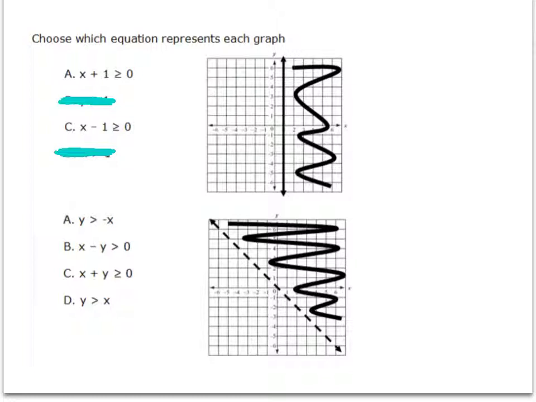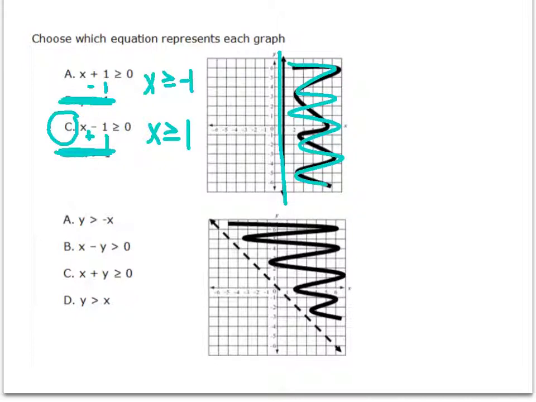Very good. And now from here, we only have 2 options left. So what I'm going to do is solve both of these. I get x is greater than or equal to negative 1, or x is greater than or equal to 1. Well, which is our answer? Morgan? A is greater than or equal to negative 1. That's okay. So it would be C. Very good, because we have a positive 1 here, and the part that's shaded is greater.